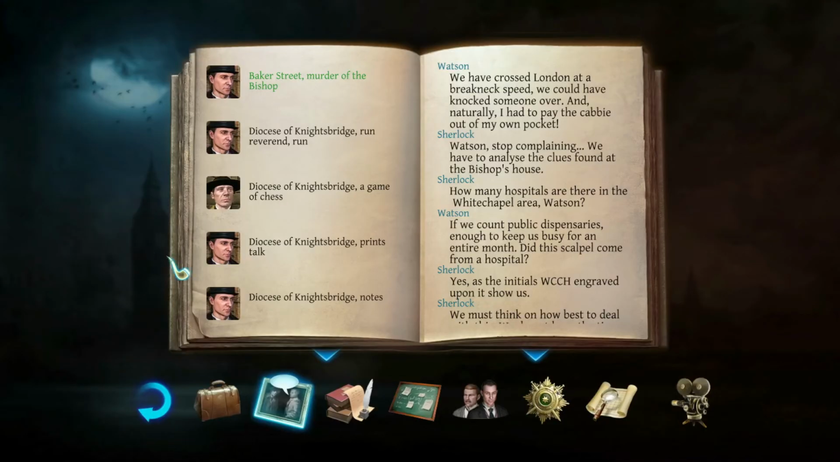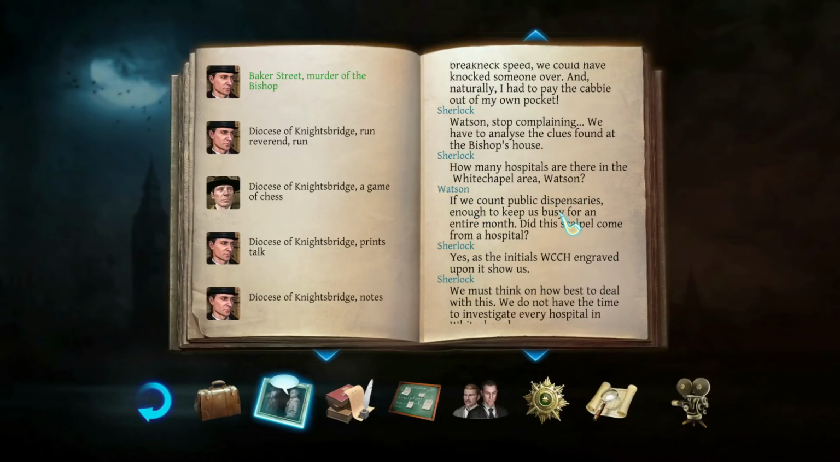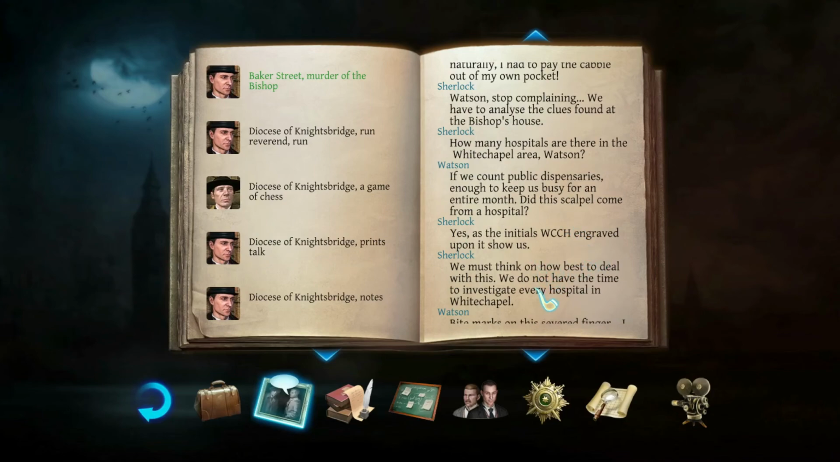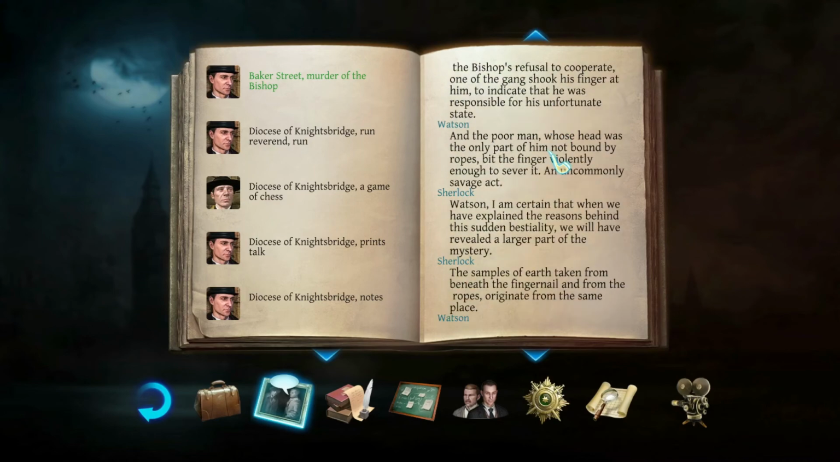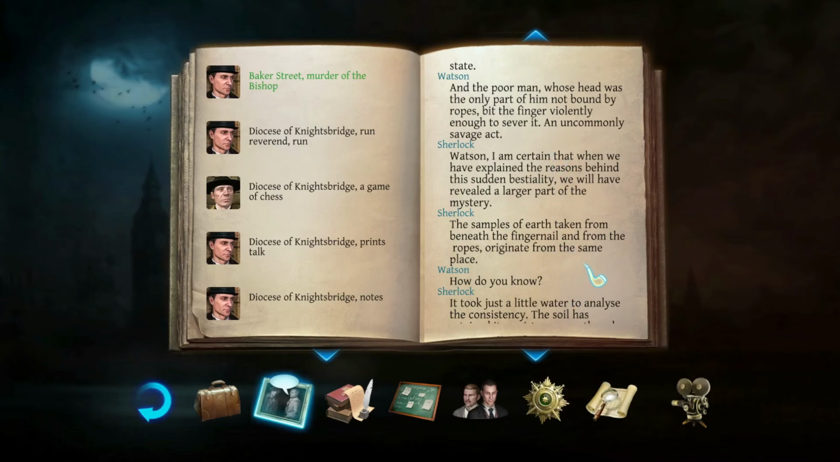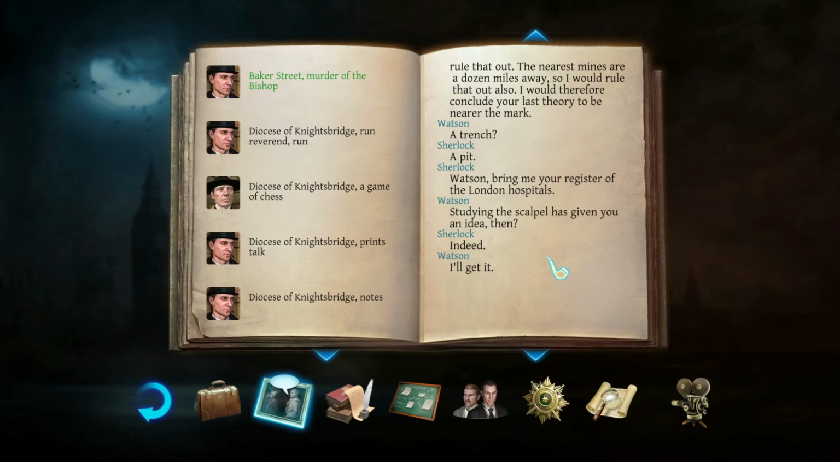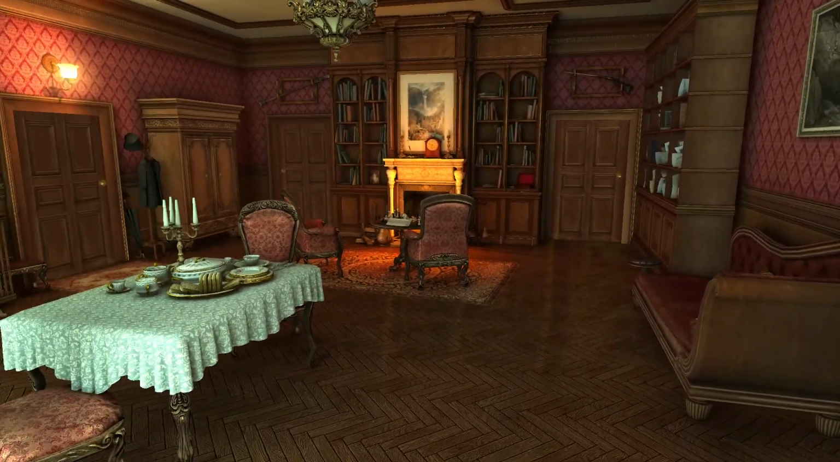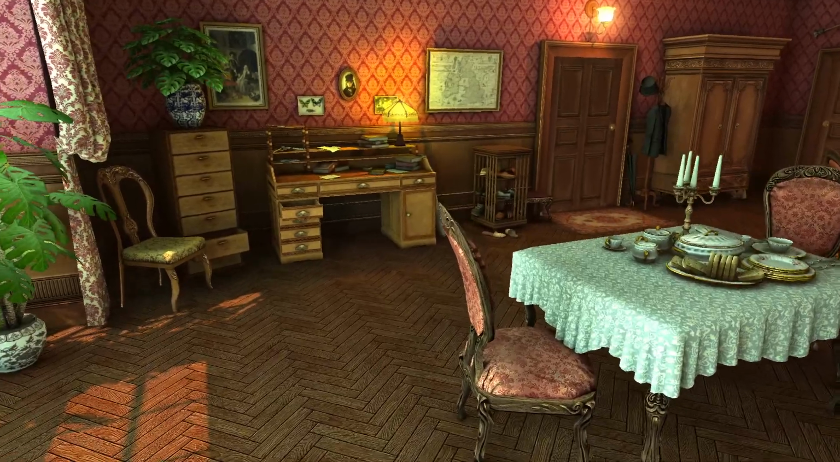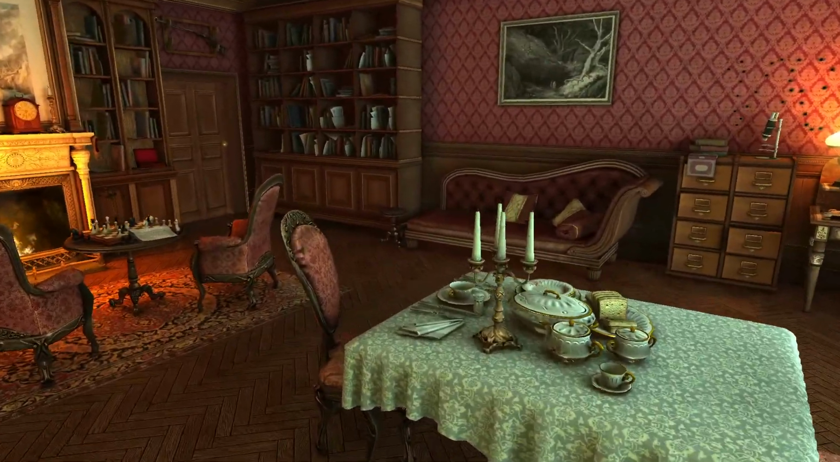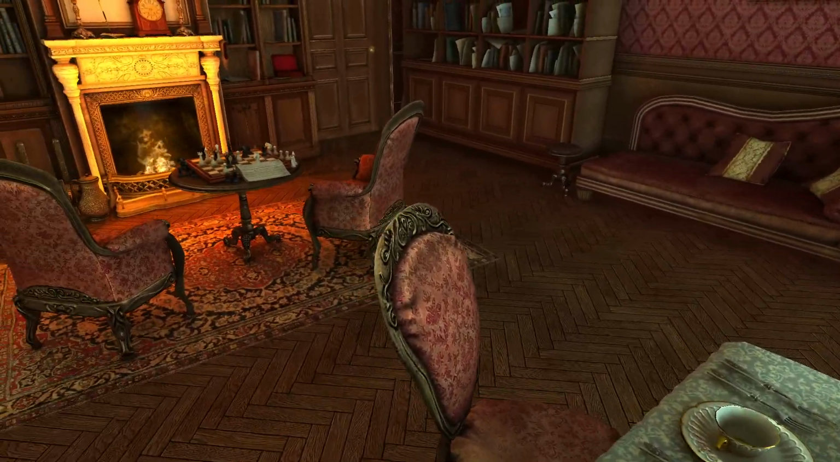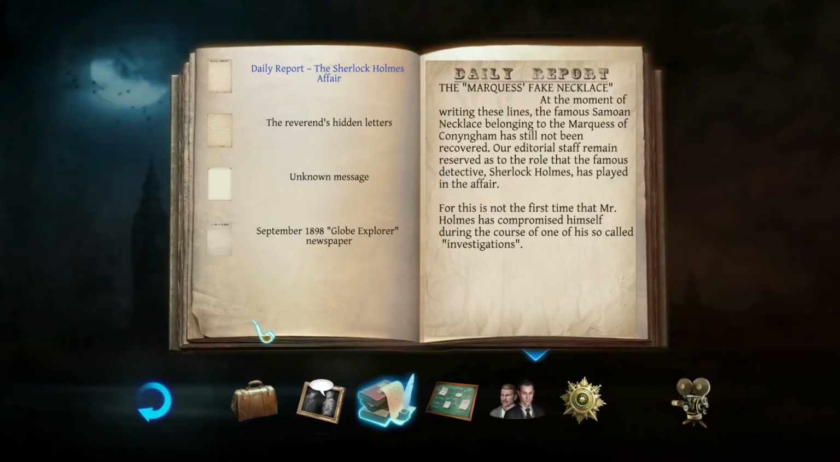Okay, let's see what we have. Okay, if to count public dispensaries. From the ropes originate. Yes, we do know that. What do we need? And where do we need it from?